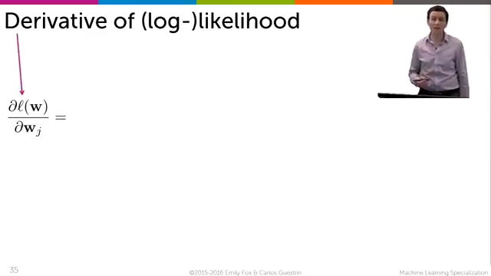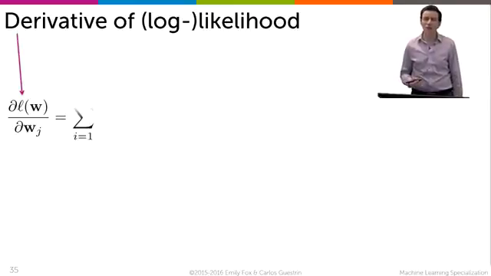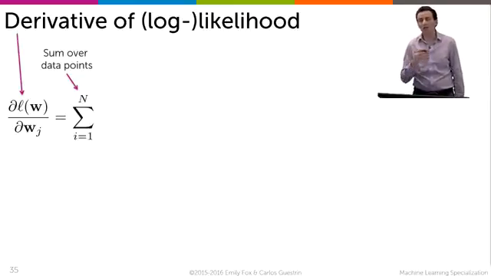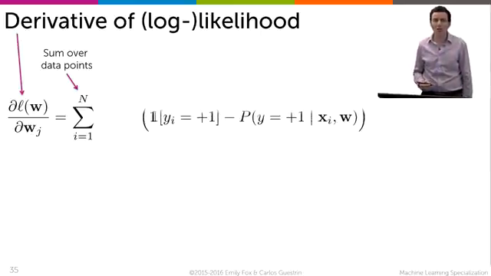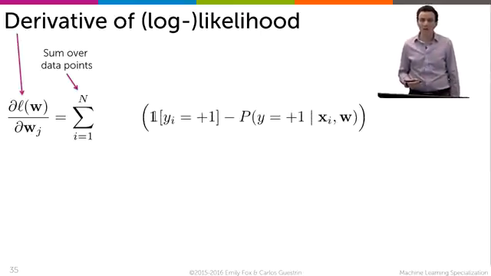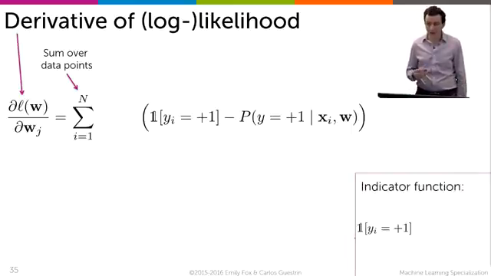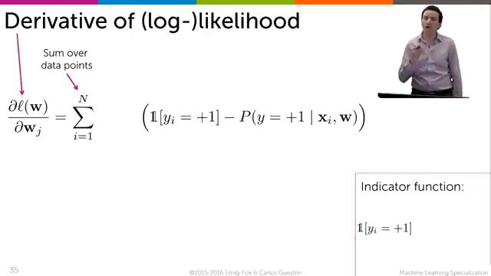Now, that derivative of the likelihood is going to be equal to the sum over the data points. So we're going to consider each data point as having a contribution to the derivative. Some want to make wj big, some want to make wj smaller. But we're going to sum over the data points of the difference between what's called the indicator function that the data point is +1. So, the indicator of whether this data point is positive.